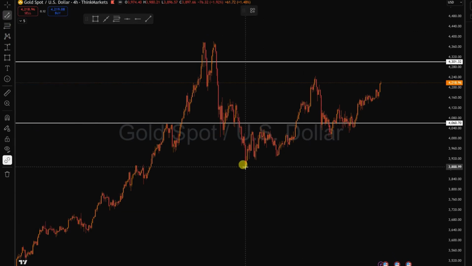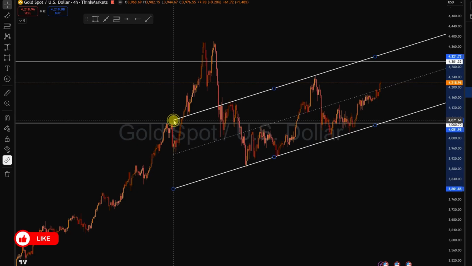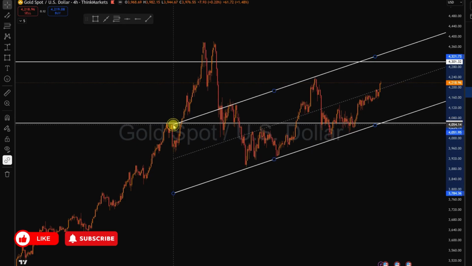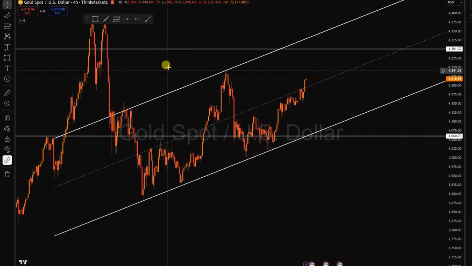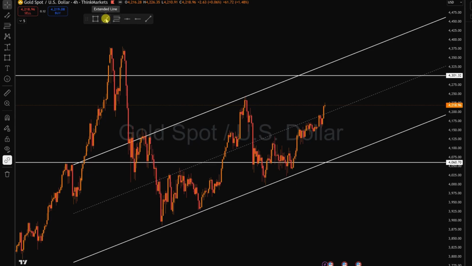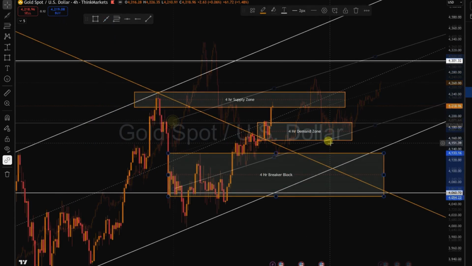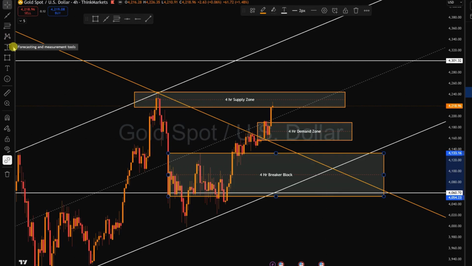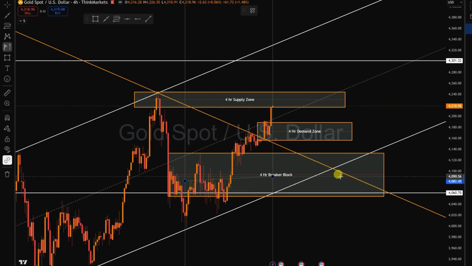First, let's talk about the bigger picture. Gold continues to move inside a clean ascending channel. The market has been respecting both the lower and upper boundaries, creating a series of higher highs and higher lows. This channel is acting as a guide for overall trend direction, and as long as price holds within it, the bias remains bullish. Recently, price pulled back into a key zone of interest, a 4-hour demand area. This is where buyers stepped in aggressively, and we're now seeing momentum shifting upward again.